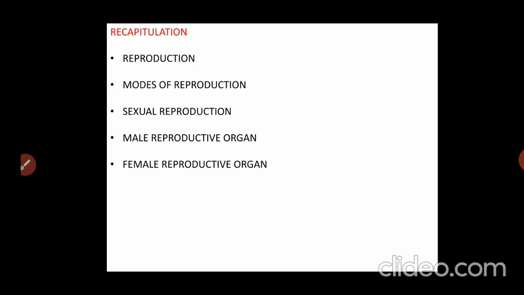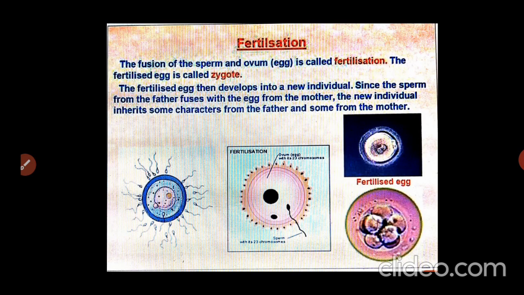Students, before knowing about today's topic, you have to know what we did in the last class. Last class we covered the definition of reproduction, modes of reproduction, sexual reproduction, the male reproductive organ, and also the female reproductive organ. Today you have to know about fertilization and also development of embryo. Both are very important.